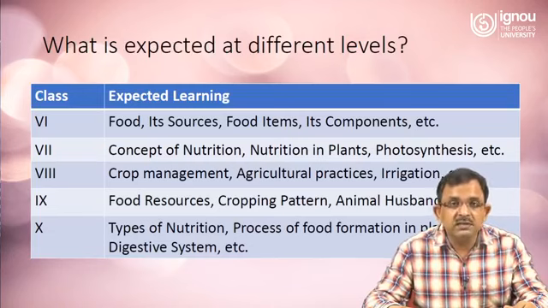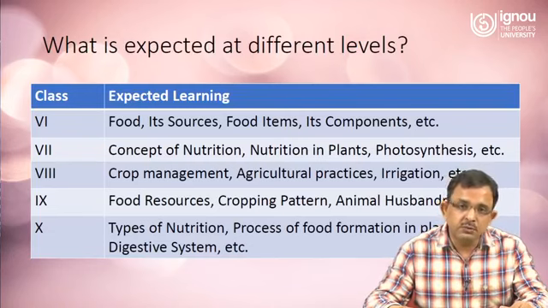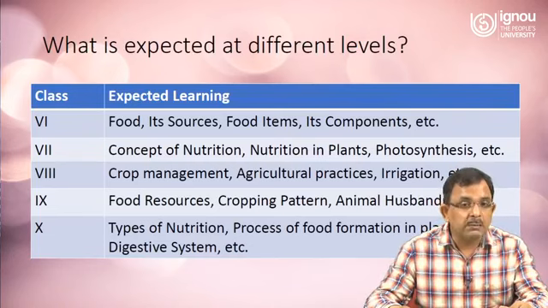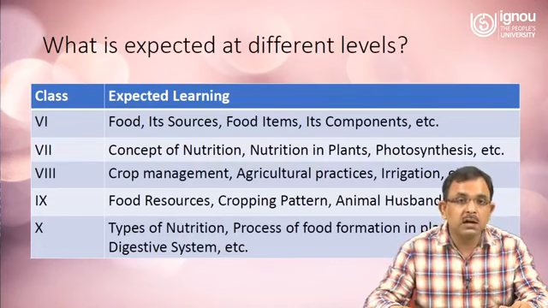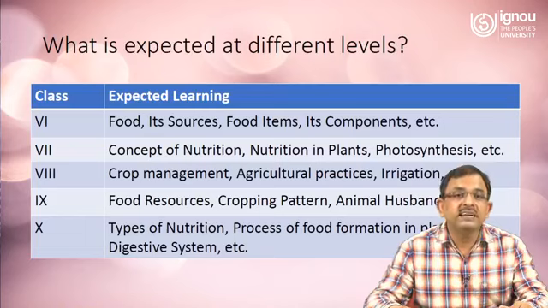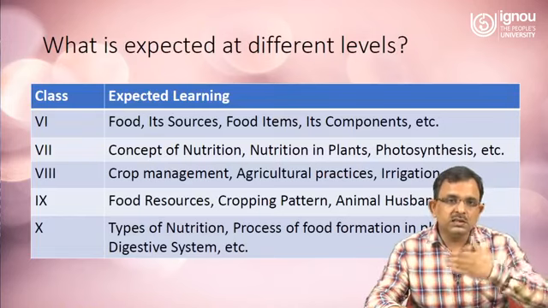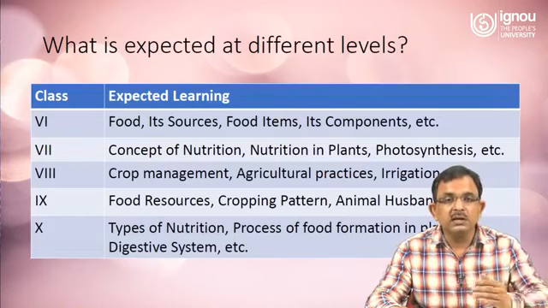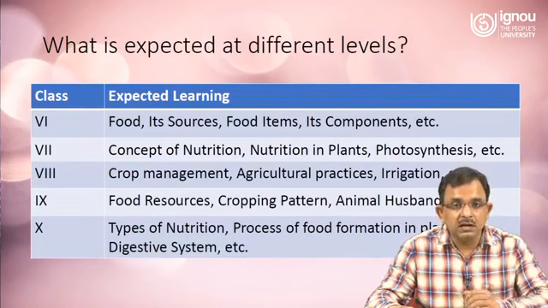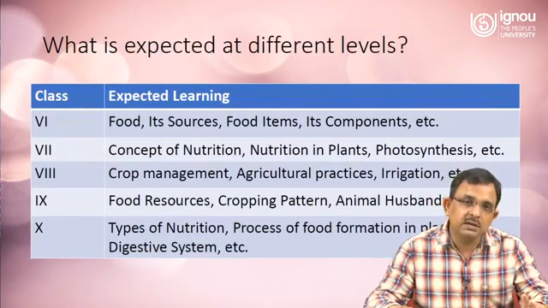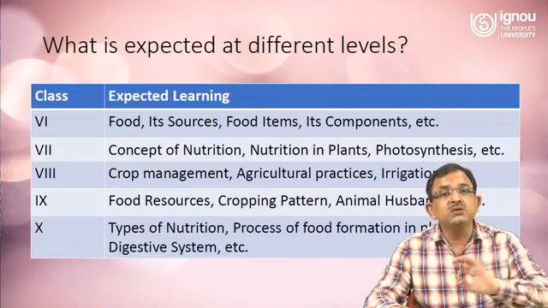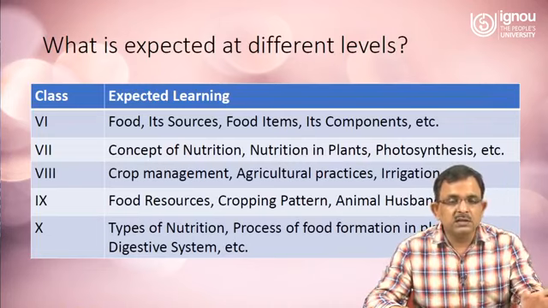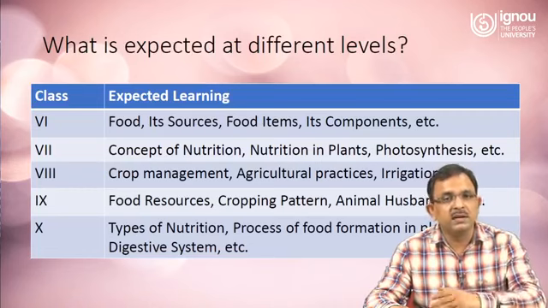How is animal husbandry helping to get food? Then what are the types of nutrition? What is the process of food formation in the plant? How does food get digested? So you see there is a gradual increase of the difficulty level as well as the complexity of the content from class 6 to class 10. So there is a continuum of the content. You cannot repeat the same thing in every class.